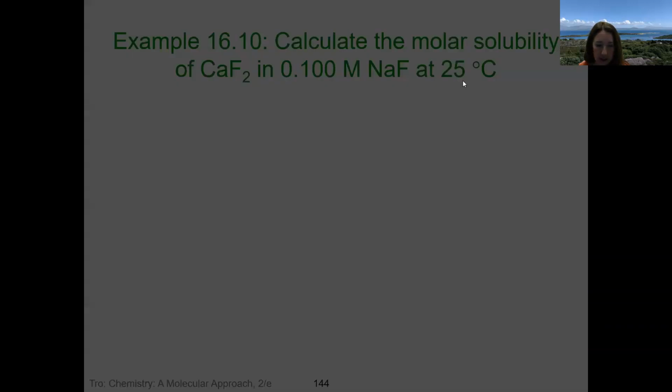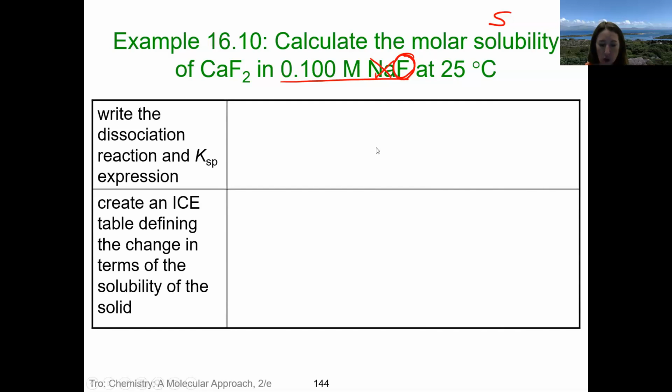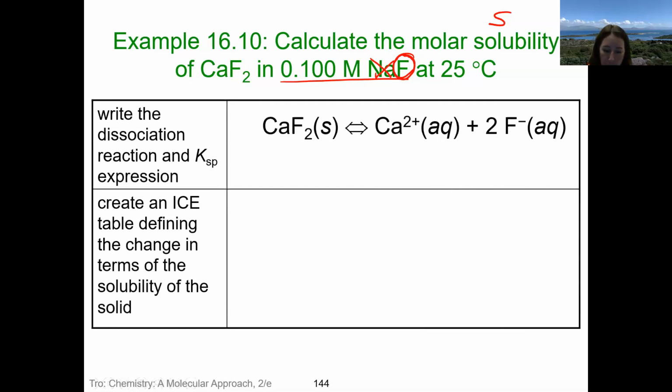Okay, so let's look at some of these common ion effects. Calculate the molar solubility, that's S, of CaF2 in 0.1 molar NaF. So again, this Na is not our common ion, the F is the common ion. So we're adding extra F to this. So what should happen? I'm going to add extra F, which should decrease my solubility of calcium fluoride. So let's see if indeed it does. Okay, so let's look at the KSP.